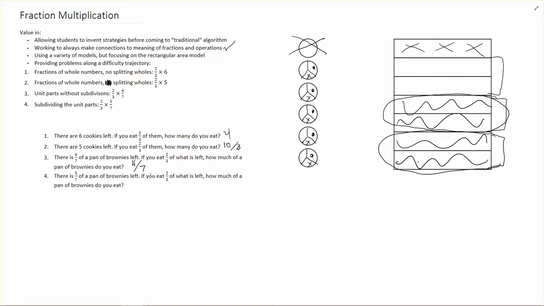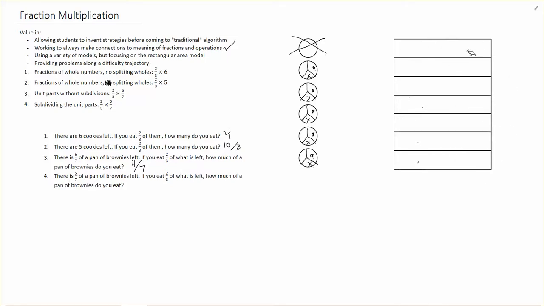Now, how does that compare to a problem where we must subdivide the unit parts, like number 4 here, which we will see is more challenging? So let's take a look at number 4. There is 5/7 of a pan of brownies left. If you eat 2/3 of what is left, how much of a pan of brownies did you eat? Okay, so let's X out these couple here. These are gone. We've got 5/7 left. And now I need to take my 5/7 and find 2/3 of that.